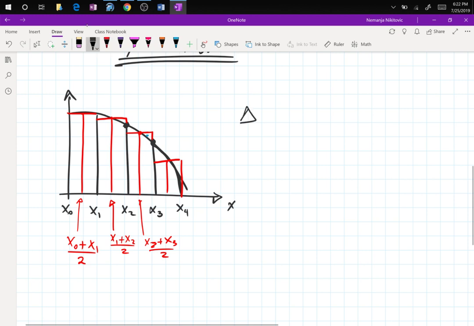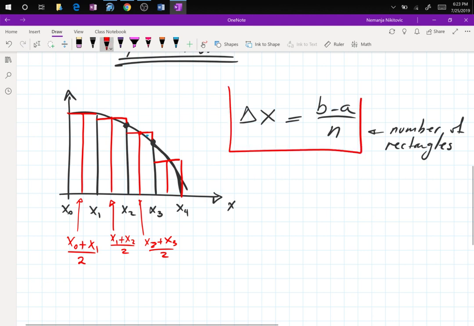So delta x is something that you calculate as (b minus a) over n. N is the number of rectangles. So this formula from Calculus 1 is not changing. And this delta x is in between every two black lines over here. So there is a delta x here and delta x here and delta x, right? So each width of these four rectangles is delta x.